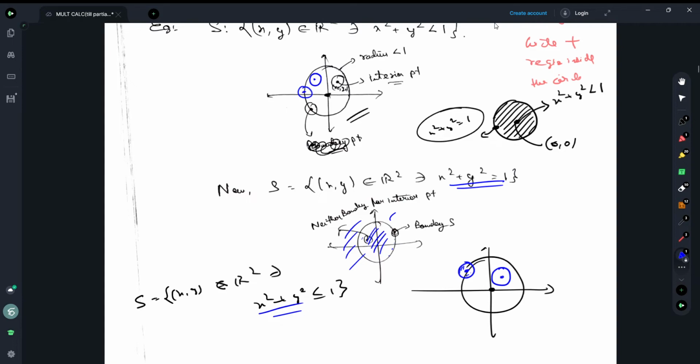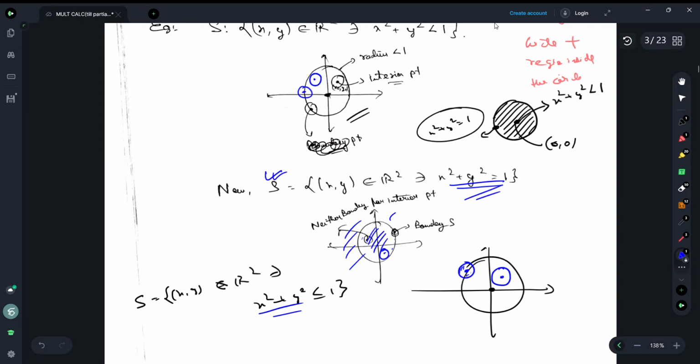Because in this particular case, you cannot say that a point from here is an interior point, because if you take a point from here and form a disk centered at that particular point, that disk will contain no point of this region.